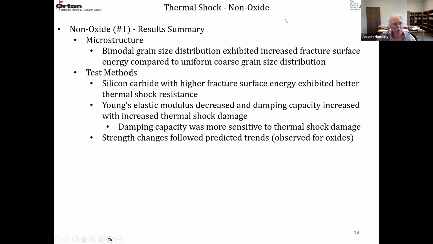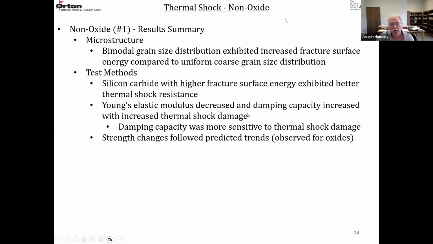So they summarize this, the microstructure. They're saying the bimodal grain size distribution exhibited increased fracture surface energy compared to the more uniform coarse grain size distribution. So the silicon carbide with the higher fracture surface energy exhibited better thermal shock resistance. So when you have materials that are similar in chemistry and have similar elastic properties, similar thermal expansion behavior, just measuring the work of fracture will rank the materials in general.